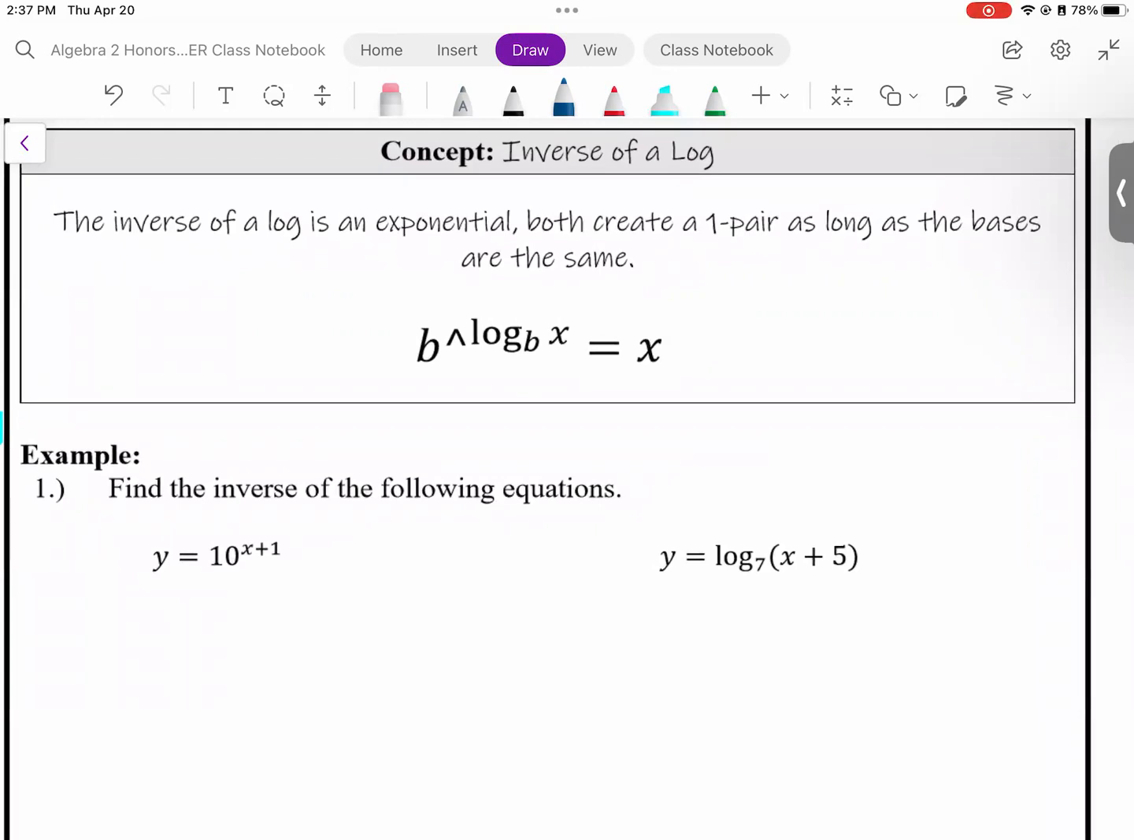We already know that the inverse of a log is an exponential and vice versa. The inverse of an exponential is a log. So the inverse of a log is an exponential. Both create a one pair as long as the bases are the same. Remember rule number 3. You can do whatever you want to an equation. If you use inverse operations, you will create a 1.